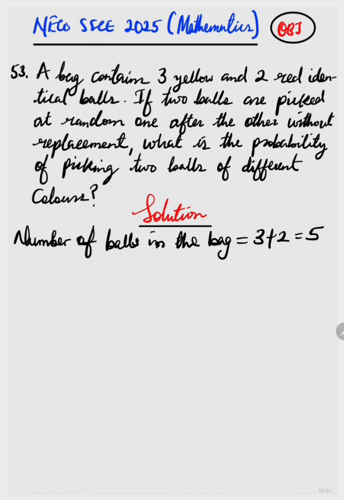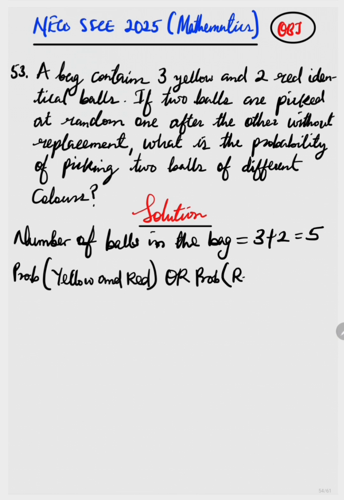So this will be the probability of different colors. This will be the probability of picking, let's start with yellow, and then picking red. That means we pick yellow first, then we pick red. Or the probability of first picking red and then picking yellow.